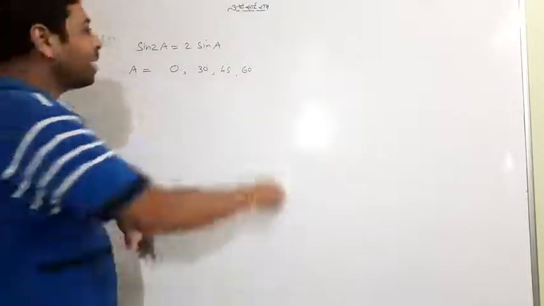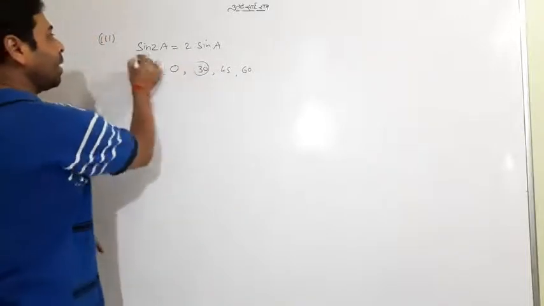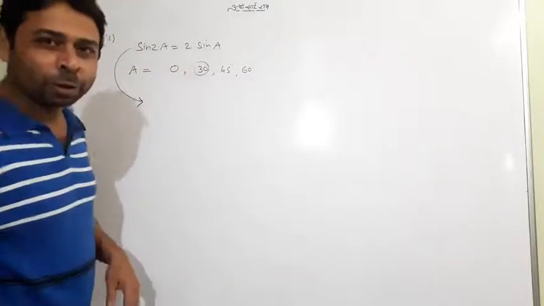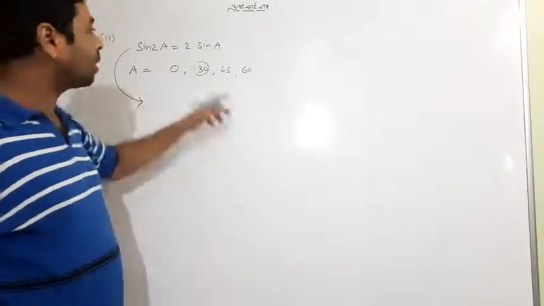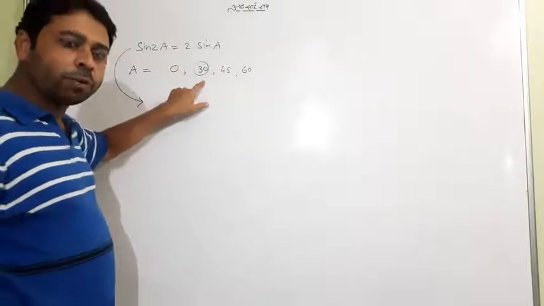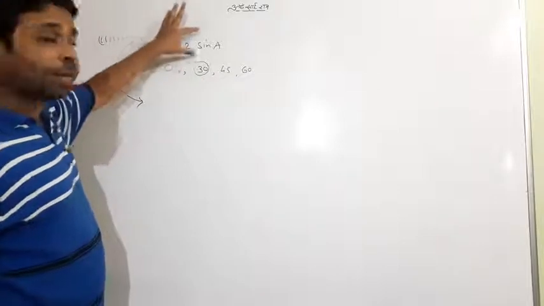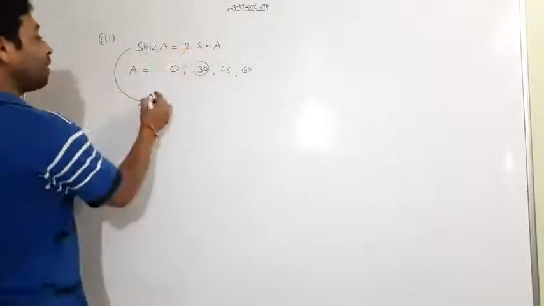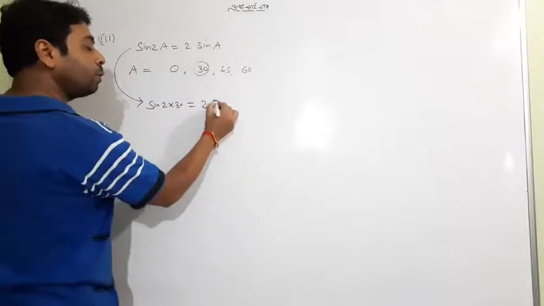Suppose you think that 30 is the correct answer. Okay, I put 30 in both sides and look at whether both sides are equal or not. If you have assumed that A equals 30, this A equal to 30 must satisfy both. So okay, I take the left hand side: sine 2 into 30, and the right hand side: 2 into sine 30.